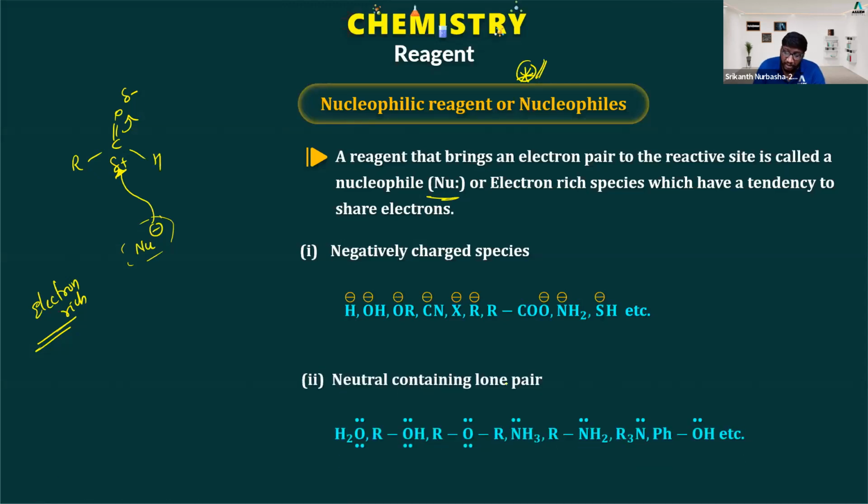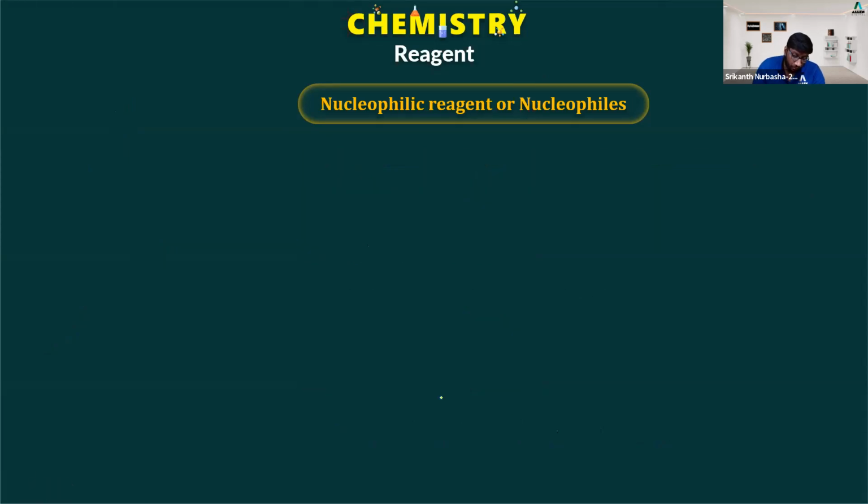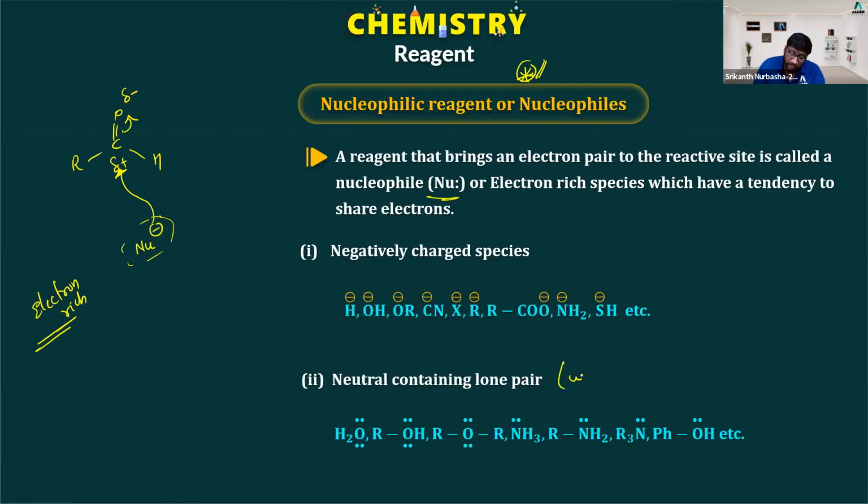Neutral molecules containing a lone pair with a complete octet. Yes or no? Neutral containing lone pair with a complete octet. Write down that point. Neutral containing lone pair with a complete octet, like H2O.